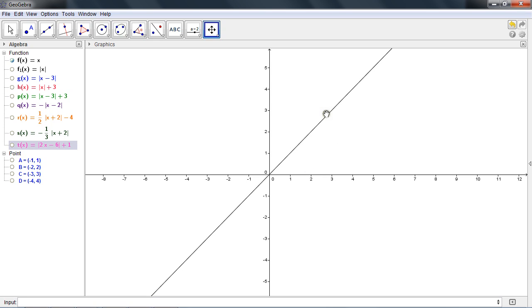3 is 3 places from 0. 5 is 5 places from 0. But on the negatives, -1 is 1 place from 0. So this -1 becomes a positive 1. And it'll go there where point A is now labeled. -2, absolute value, is +2. So instead of down here where that line continues, it would be there where B now is.